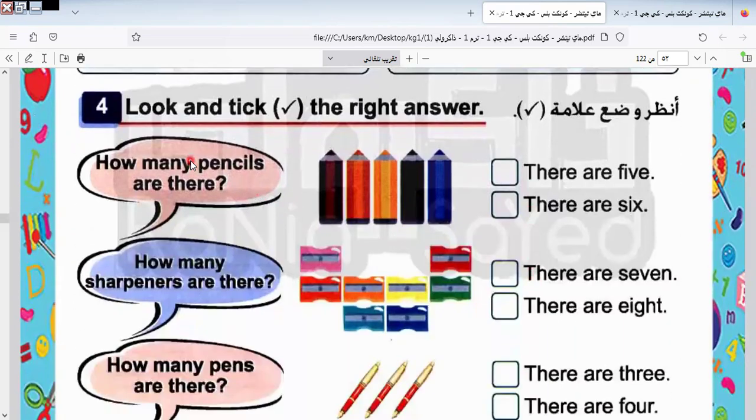Let's go to another one here. How many pencils are there? Let's count it together. 1, 2, 3, 4, 5.